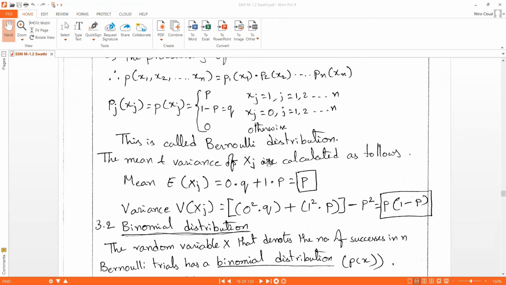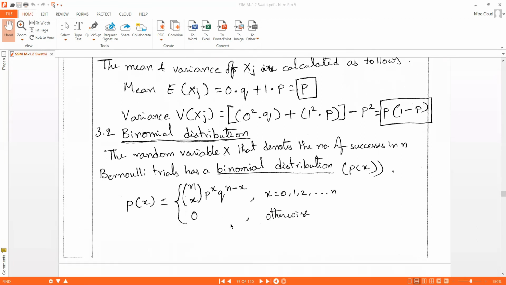The mean and variance of xj are calculated as follows. The mean E(xj) equals 0 times q plus 1 times p, which is p. The variance V(xj) equals 0 squared times q plus 1 squared times p, minus p squared. That is nothing but V(xj) equal to p times (1 minus p). That is the variance for the Bernoulli distribution.